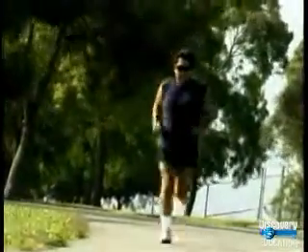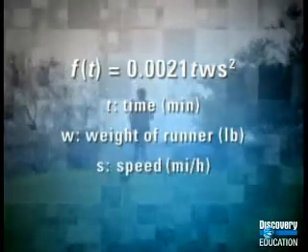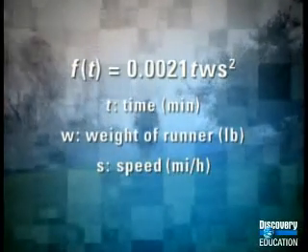Running is a popular way to exercise. You can use this formula to determine the calories burned during your run. F of t equals 0.0021 times t times w times s squared. Here, t equals time in minutes, w equals the weight of the runner in pounds, and s equals the speed of the runner in miles per hour.